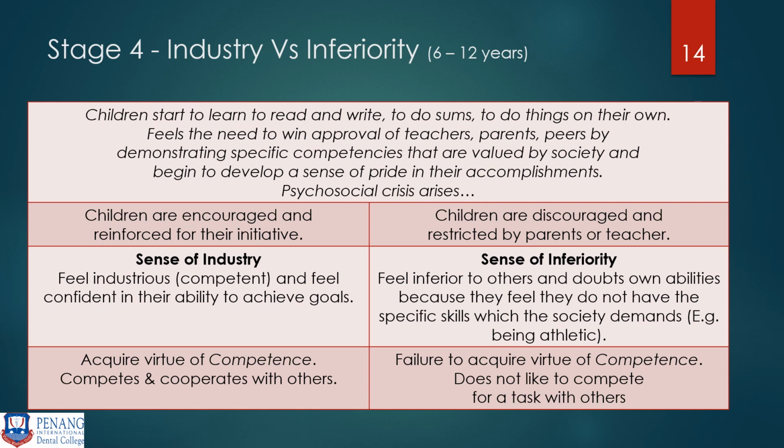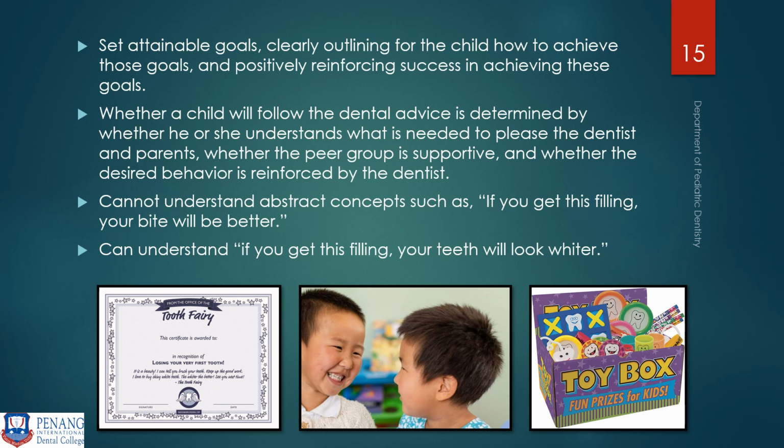Okay, now let's look at how we apply this in the dental clinic. Like I said, you don't know which side of the balance the child is on in the social crisis. So from your side, you set some attainable goals, clearly outline for the child how to achieve these goals, and positively reinforce the success in achieving them. You're being supportive of their initiative and making sure they are on the industrious side of the crisis. An example would be to ask a child, if you sit on the chair and open your mouth and let me count your teeth, and if you can do that for me, that will be awesome.